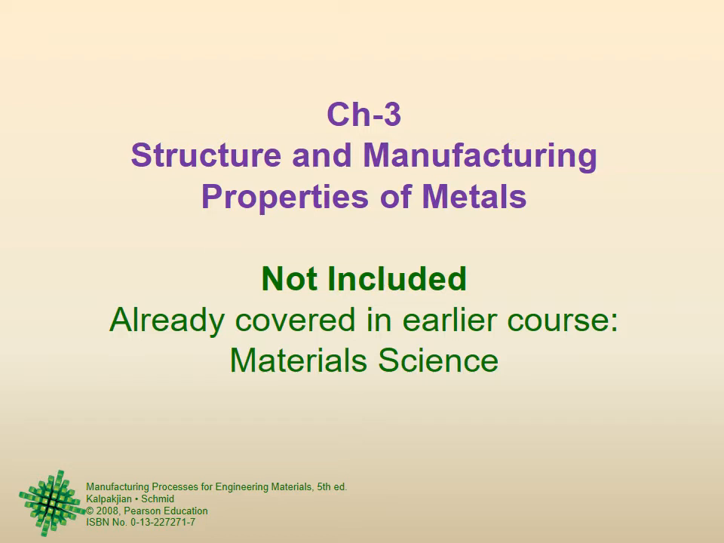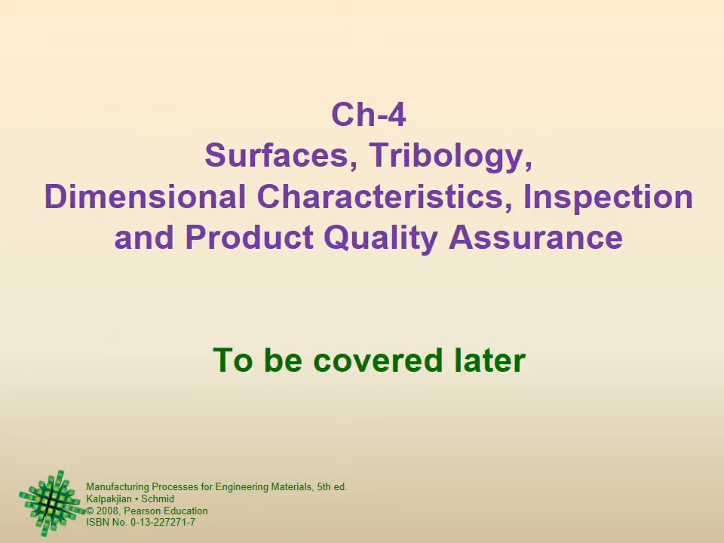So chapter 1 was the general introduction and coverage of the whole course, and chapter 2 and 3 are material science. So you must know what is there in chapter 2 and 3, but that is already covered in a previous course. Chapter 4 has a big name: surfaces, tribology, dimensional characteristics, inspection, product quality assurance. This we will cover in this course, but according to my plan, it will be covered later.